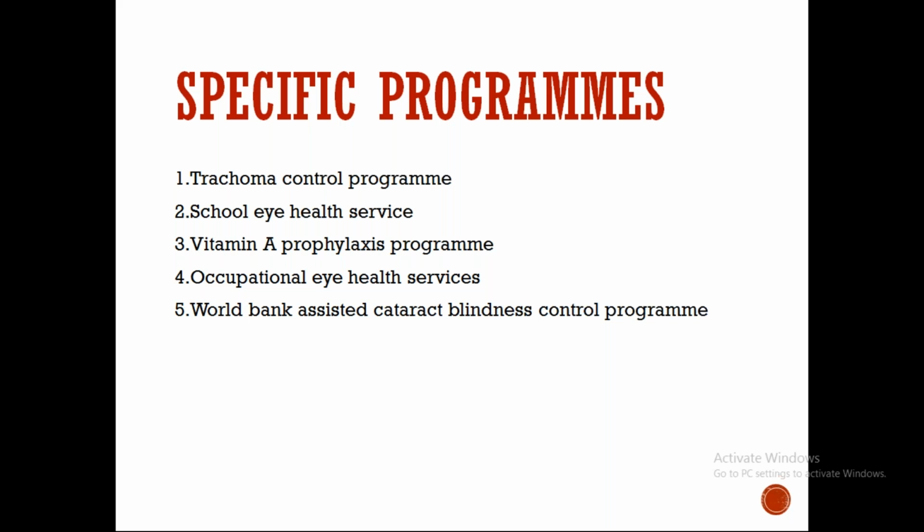Now, there are specific programs which have to be implemented under NPCB. Those include the trachoma control program, school eye health services, vitamin A prophylaxis, occupational eye health services, and the World Bank assisted cataract blindness control program. These are some specific programs which are given upthrust under the NPCB program, and they go hand in hand along with the 5-year plan which is implemented by the government.